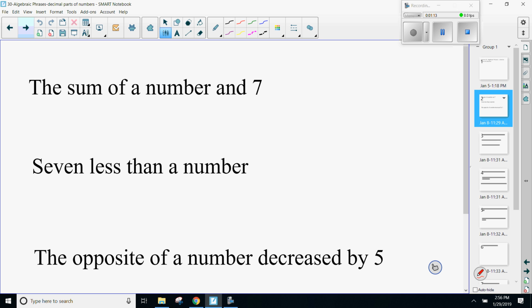So we want the sum of a number and 7. The number, we don't know what that number is, correct? You could use any variable you want. People are just used to using X. You could use N. You could use the letter of your first name. It's a variable plus 7.